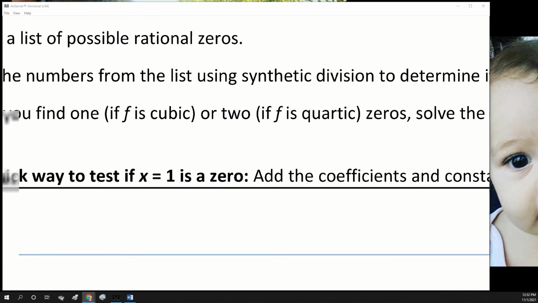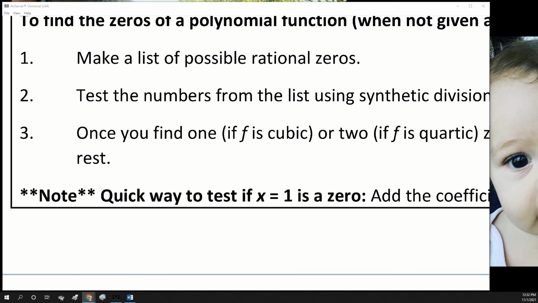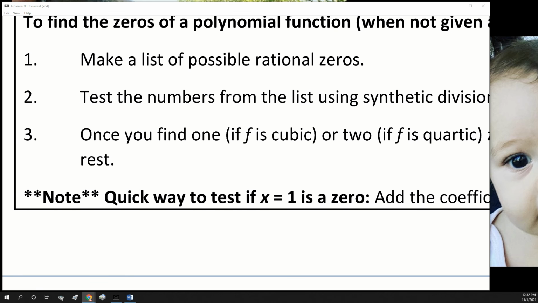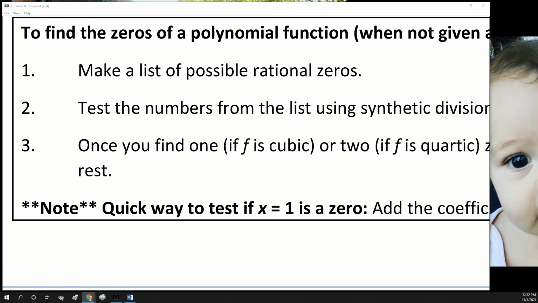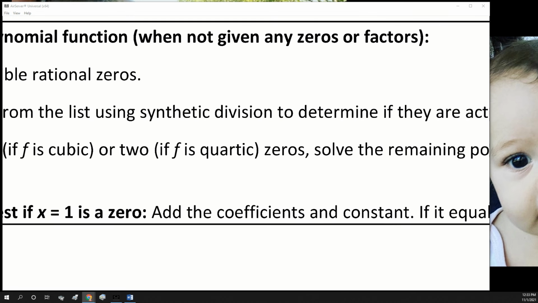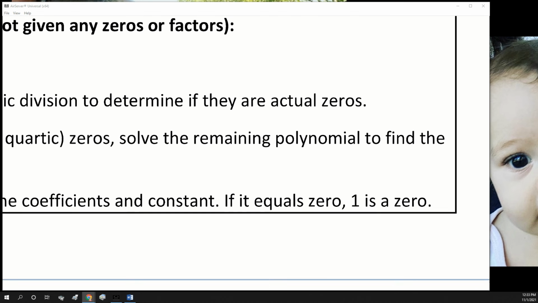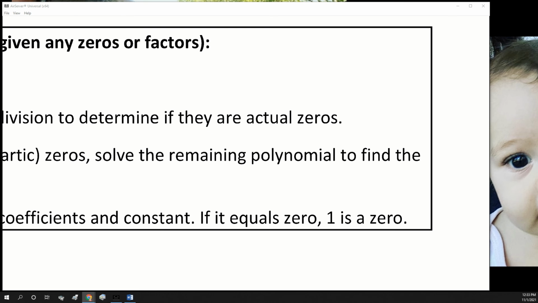All right, so what we're going to do is make a list of the possible rational zeros, because we're just going to be given the function, no extra information. Then we're going to test the numbers in the list using synthetic division to determine if they are actual zeros. So what's going to happen if it's an actual 0 when you do synthetic division? Right. Remainder of 0.